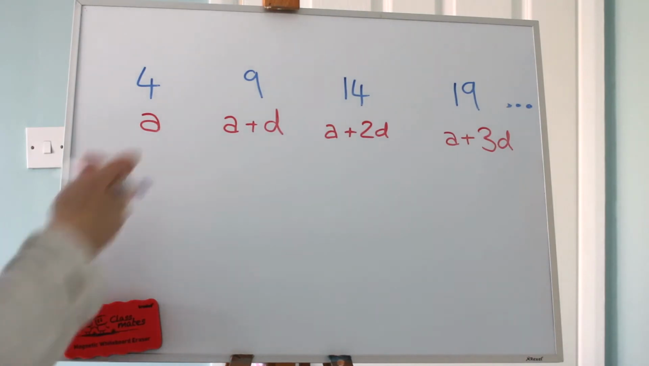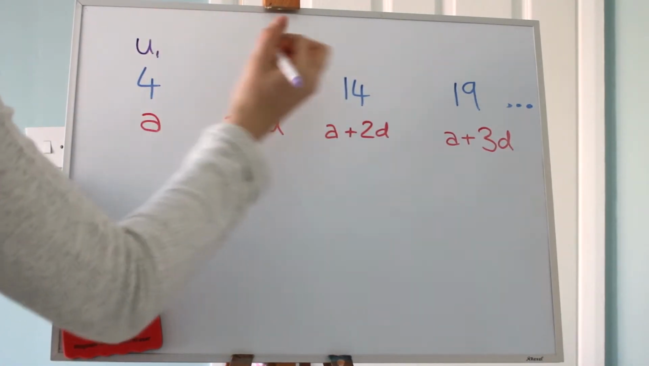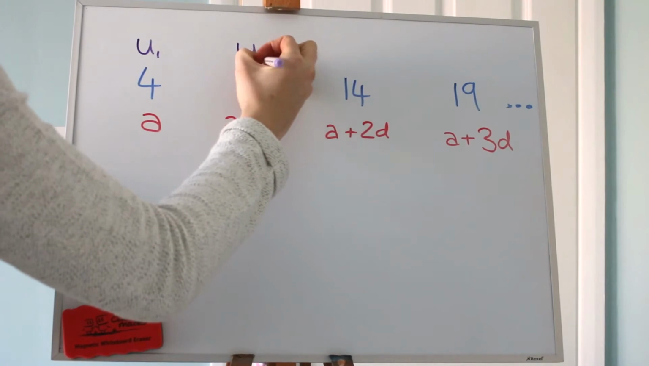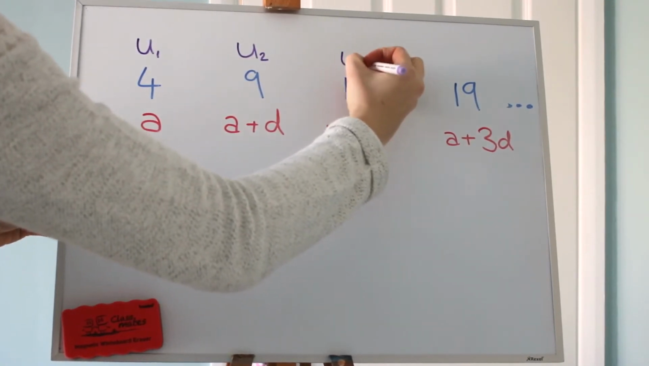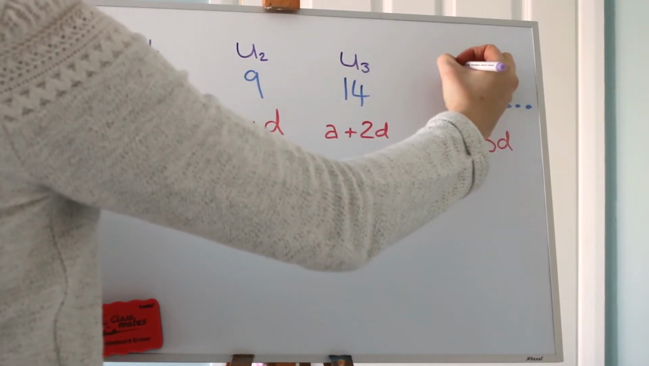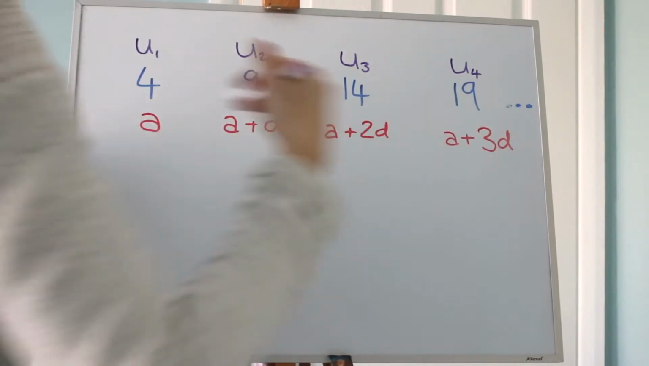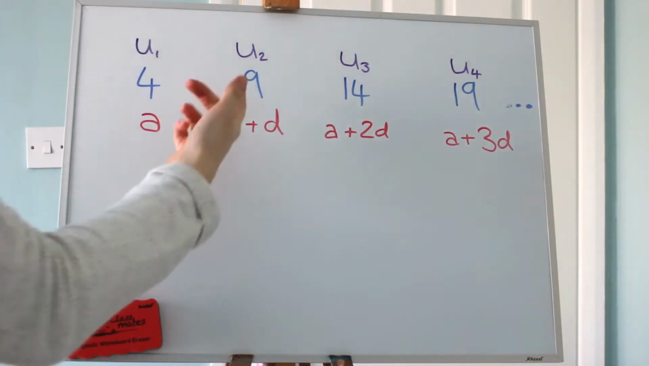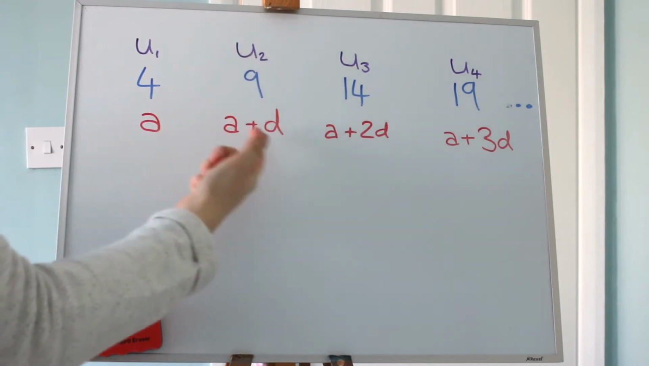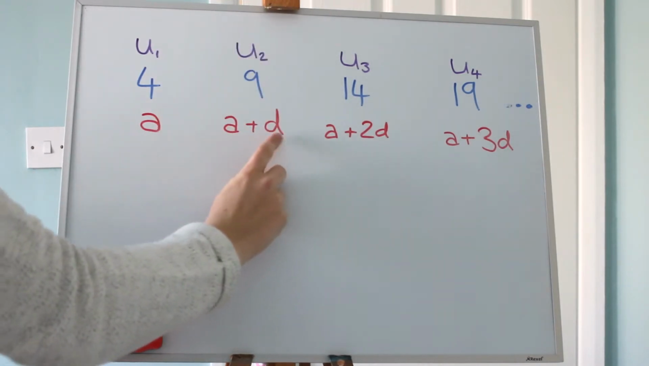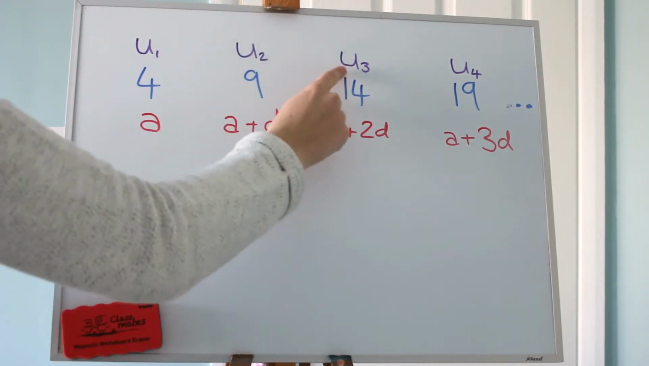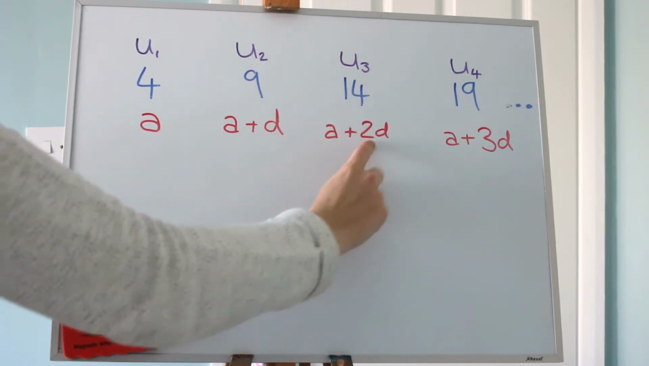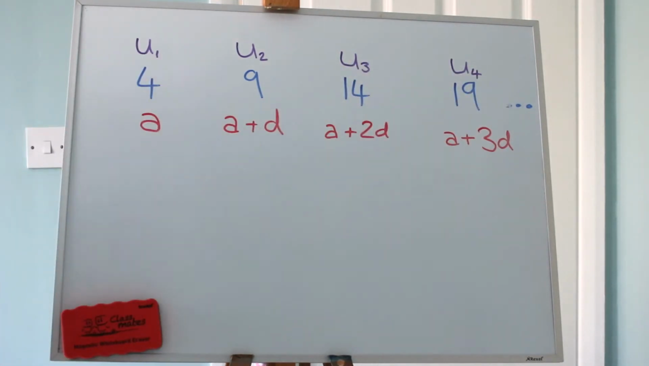Now we call the first term U1 and the second term U2 and so on. So in general we tend to use the letter N for whatever number of the sequence we're on. So here N would be 2, it's the second term of the sequence, and notice here that we're just adding 1D, and for the third term we're adding 2D, and so on. So we're always adding 1 less of those differences than the term that we're on.